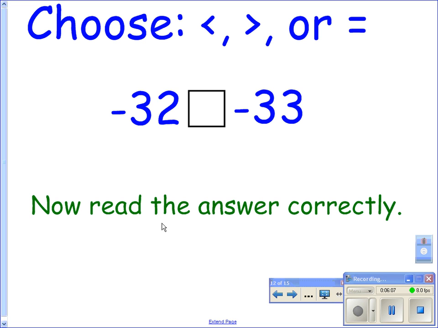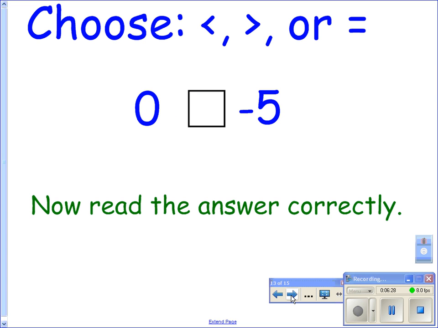We are going to read these sentences now. -3 is greater than, less than, or equal to -33. Well, -32 is farther to the right on the number line, so -32 is greater than -33. Try the next 3 on your own and then check. Okay. 0 is greater than, less than, or equal to -5. 0 is greater than -5. I would rather have no money than to owe somebody $5.